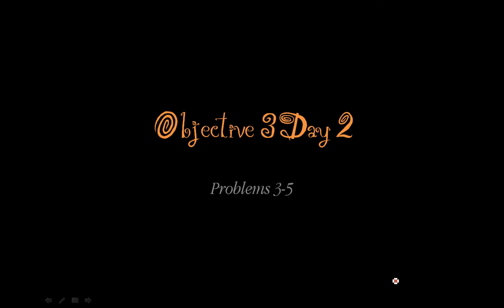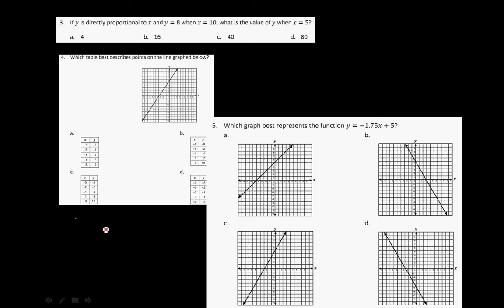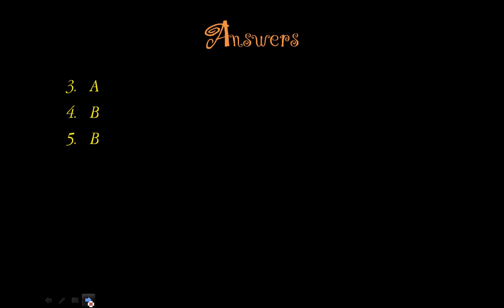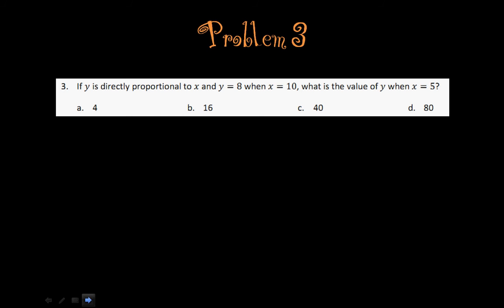This is Objective 3, Day 2, and this video covers problems 3 through 5. These are the problems that we're looking at. It's mostly graphs and then some slope concepts. Okay, and your answers that you should have gotten were A for number 3, B for number 4, and also B for number 5.